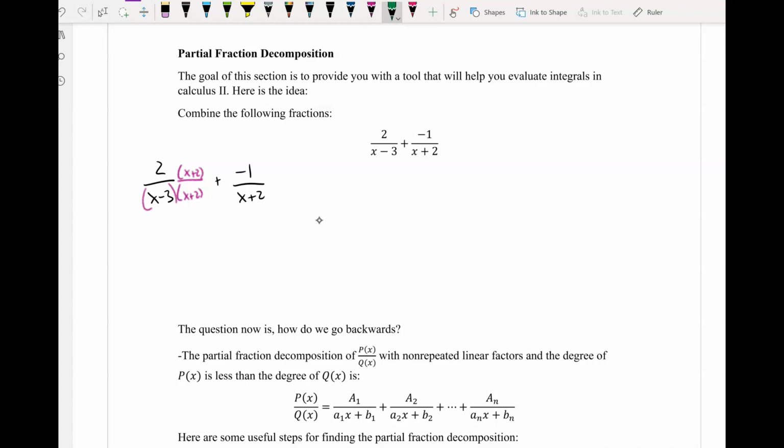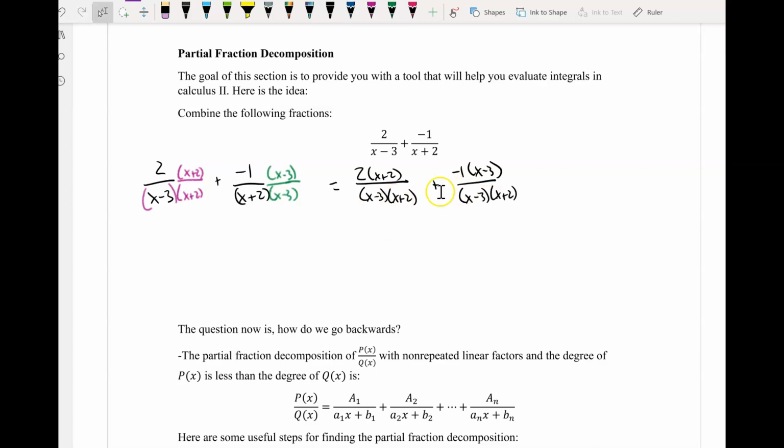And I'm going to do the same thing for this fraction. This fraction is going to get an x minus 3 on both top and bottom, so kind of finding the least common denominator. So what you're going to end up with is 2 times x plus 2 on top, and on the denominator you get x minus 3, x plus 2. And then plus negative 1, x minus 3. And on the bottom one, I'm going to write the x minus 3 first, followed by the x plus 2.